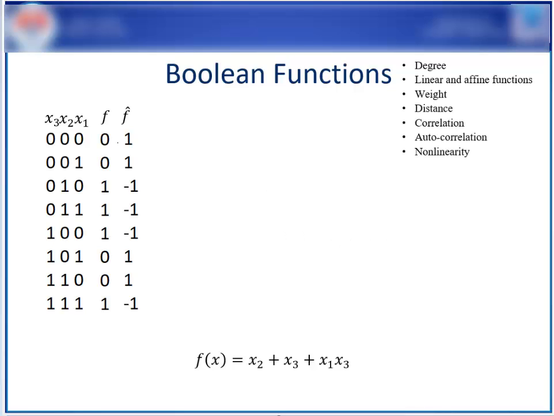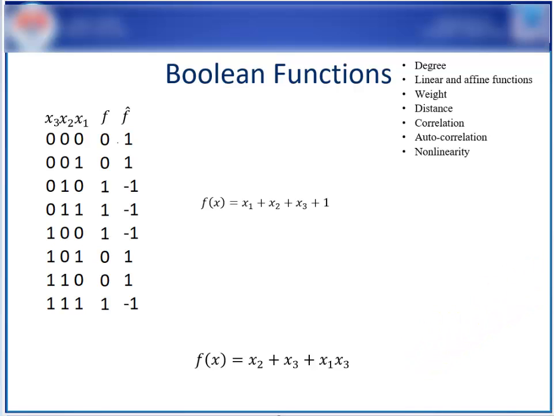So we define the algebraic degree of a function as the number of variables in the longest term. In our example, the longest term is x1 multiplied by x3, so the degree of our function is equal to 2. If we had no terms with multiplication, then we would call such a function a linear function or affine function. Now let's consider the difference between linear and affine functions.